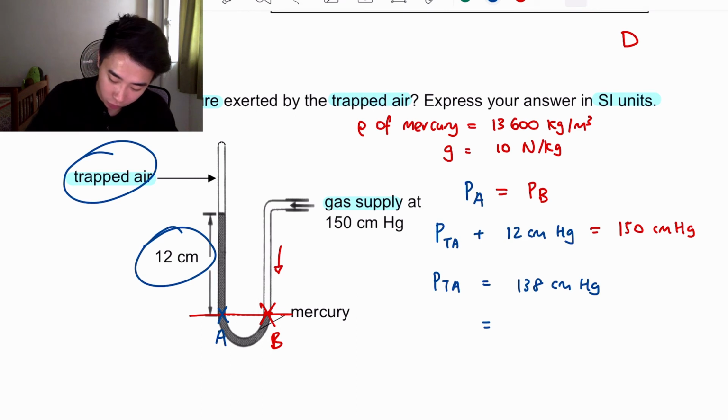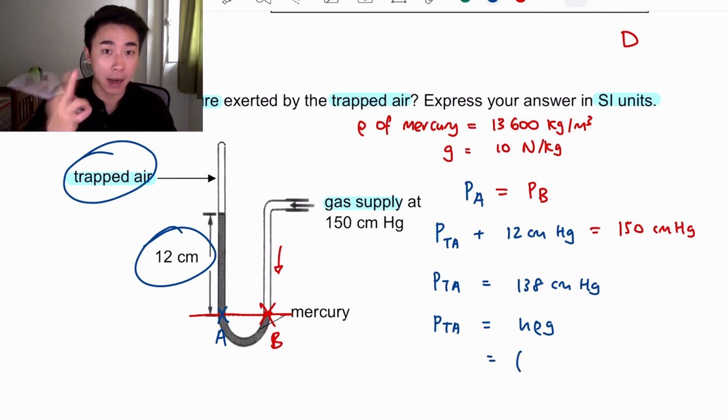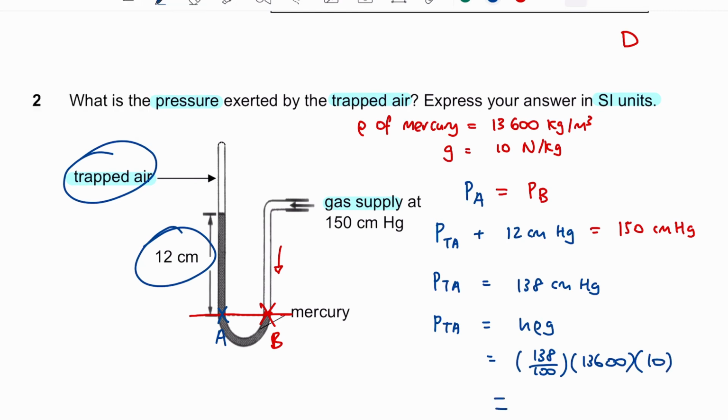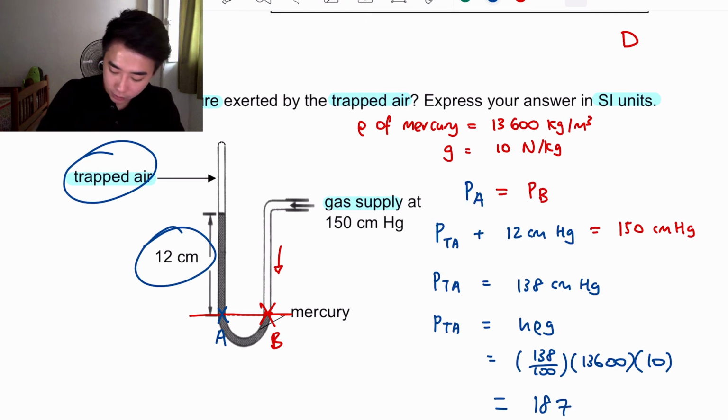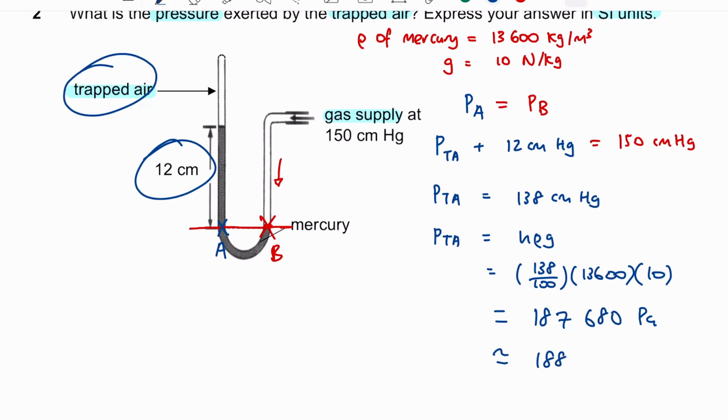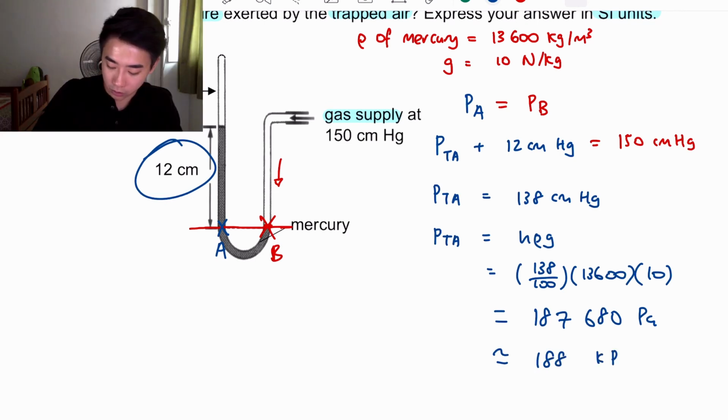So let's use our H rho G. So PTA equals H rho G. H will just be 138 cm, but I want it in SI units, so I must convert everything into SI units first. Rho is 13600, and finally G is 10. Okay, and the answer will be 187680 pascals. If you change it to 3SF, it should give you 188 kilopascals.